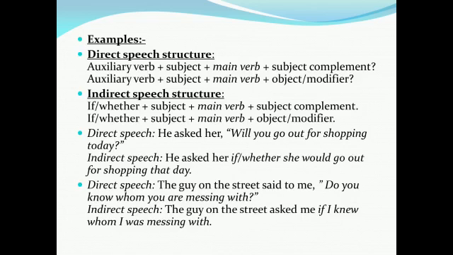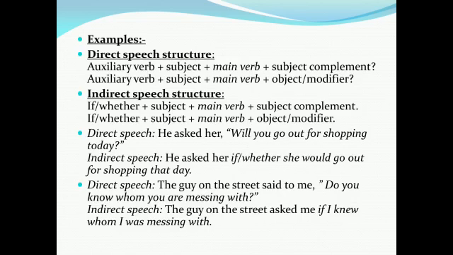Again, another sentence. The guy on the street said to me, "Do you know whom you are messing with?" Again, question mark because it's an interrogative sentence. So here we saw that the guy on the street is the reporting subject, said is the reporting verb which is in past tense, to me is the reporting object. Now again, do is the auxiliary verb. It's not a WH question, it starts with an auxiliary verb. Do you know whom you are messing with?